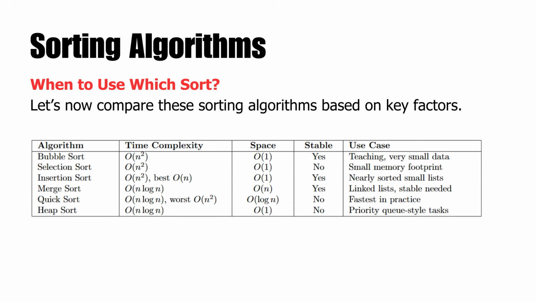For large datasets requiring stable and predictable performance, merge sort is the safe choice with guaranteed O of n log n time and stability. If you need maximum speed and stability isn't required, quicksort typically offers the best practical performance. When memory is limited and you need in-place sorting with guaranteed performance, heap sort is your best option. Each algorithm makes different trade-offs between speed, memory usage, and stability.